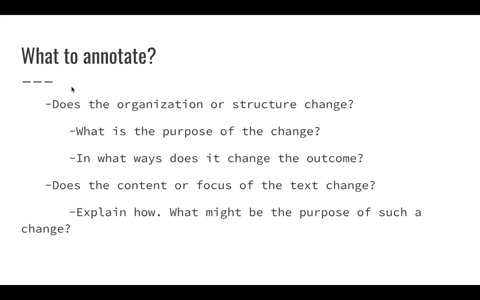Another thing we would annotate for, and this is still in the shift category, would be organization or structure. Does the organization change? Why does it change? And how does it change the outcome? Sometimes the content or focus of the text might change, and I think we'll see that pretty clearly in the Abigail Adams piece. We'll use that as a model and identify some changes that take place there for practice, and then later on you'll do one on your own.